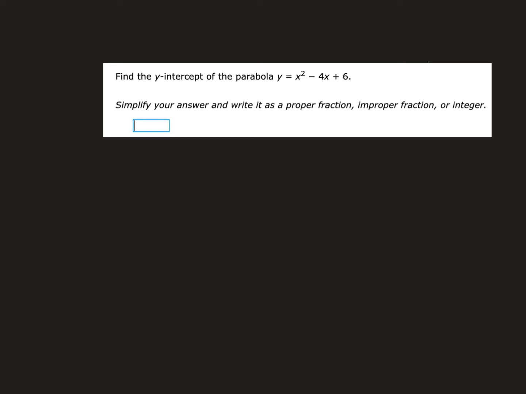This is definitely a pretty easy one. What we know about all y-intercepts is that x is always 0. And so that's what we do. We just make x 0 here. So y equals 0 squared minus 4 times 0 plus 6. And of course, that's just 0 minus 0 plus 6, which is just 6.